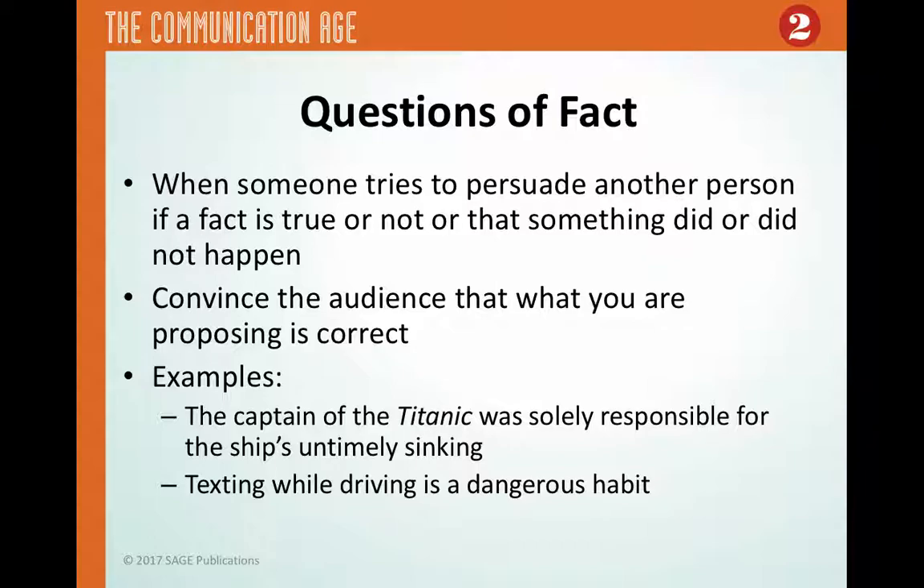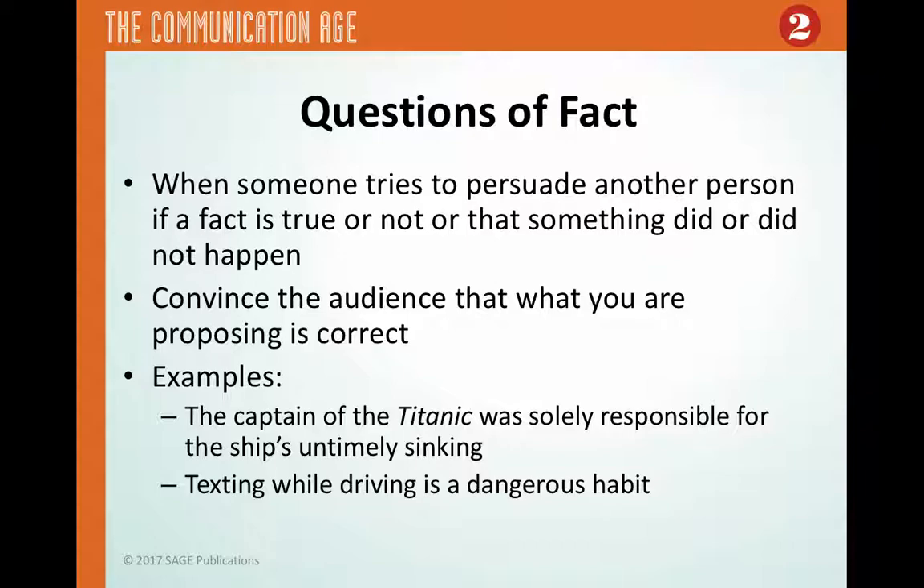So examples of this would be like the captain of the Titanic was solely responsible for the ship's untimely sinking. If you wanted to make that argument, if you had the evidence and the information to prove that, you can use that to say, hey, listen, the Titanic sank because it was the captain's fault, and this is why I believe this. Texting while driving is a dangerous habit. You'd want to bring in statistics and information for this topic, showing, look at how many people crash when they're texting. Look at how many deaths have been associated with texting and driving. Look at all the negative outcomes that are statistically and objectively proven to be associated with texting and driving, to show that it's a dangerous habit.